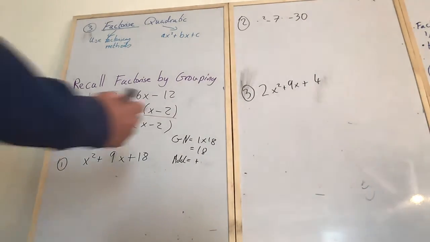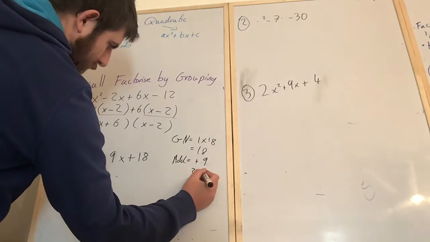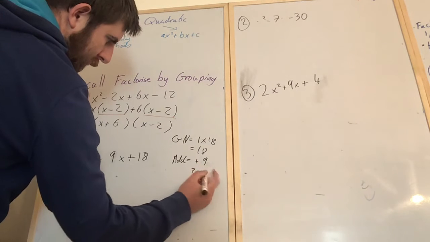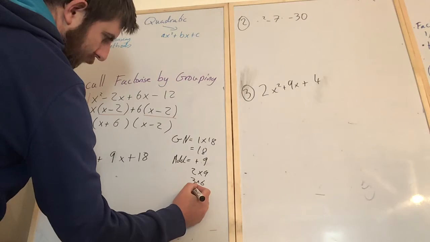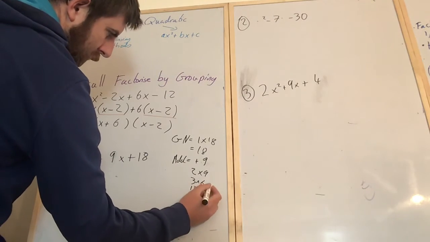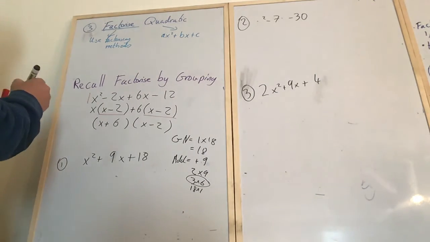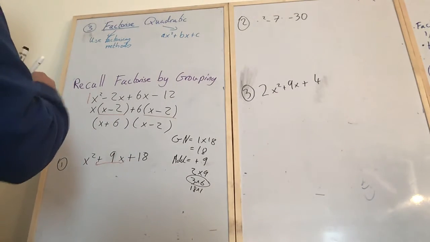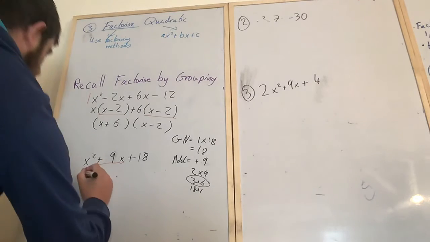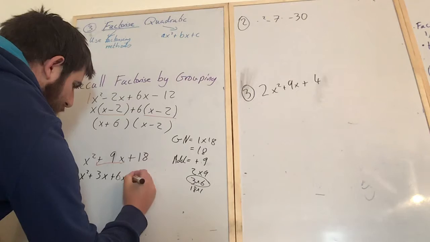So we're going to get 2 factors. 1 plus 18 is 19, that will not be the case. 2 goes into 18, 2 times 9. 3 times 6. Then 18 times 1. We decide that 3 and 6 add to give 9. So we replace our plus 9x and it becomes x squared plus 3x plus 6x plus 18.